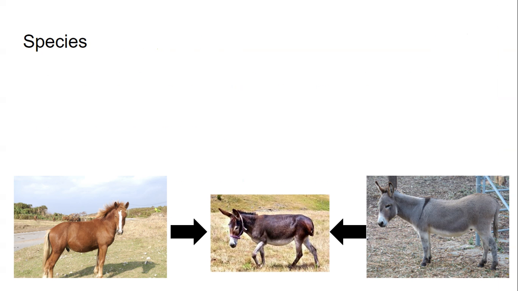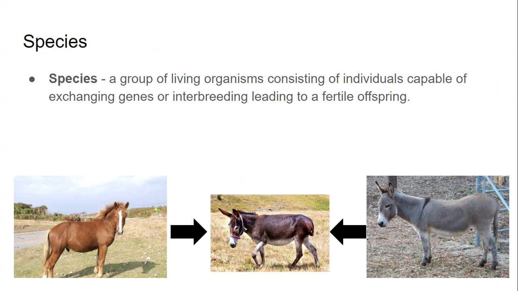And finally, the last thing we want to talk about is what is a species. The most common definition that we have is a group of living organisms consisting of individuals capable of exchanging genes or interbreeding, leading to fertile offspring. This is not always going to work perfectly because we know that this definition of species varies depending upon the scientist, but this is what we are going to go with here.